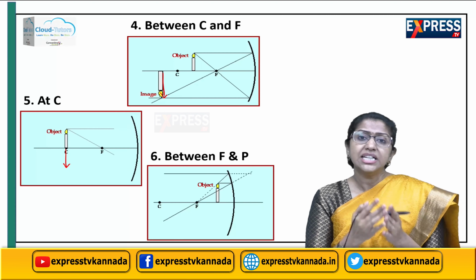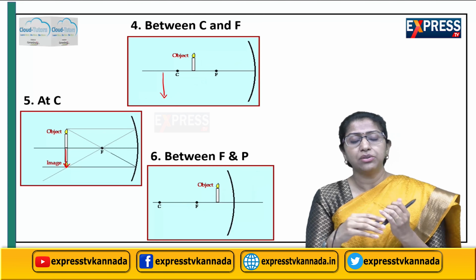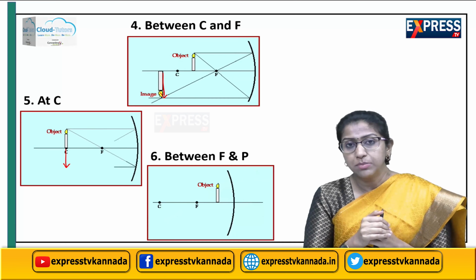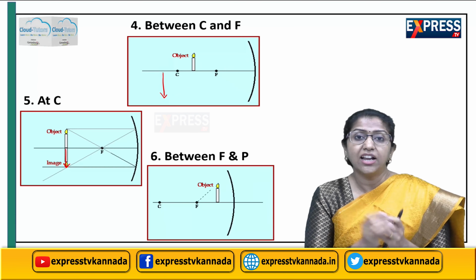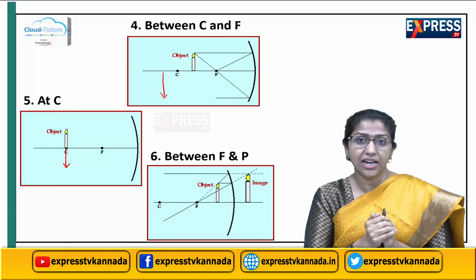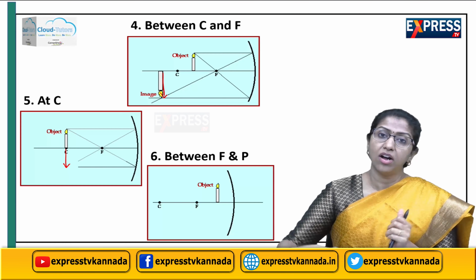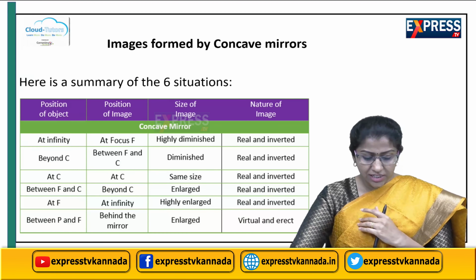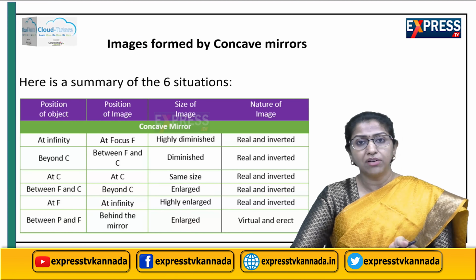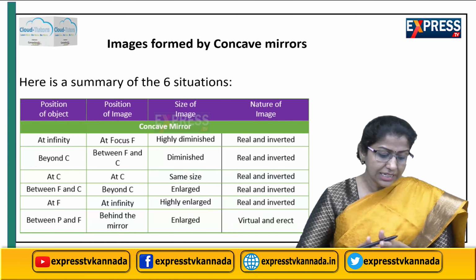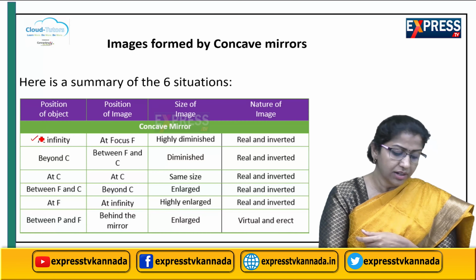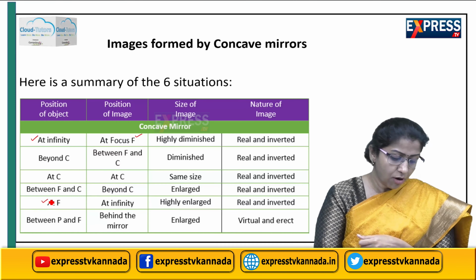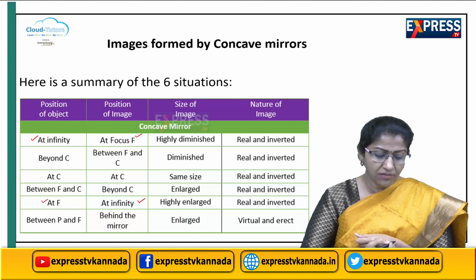Alright, so these are the 6 cases, and you need to practice these ray diagrams as much as possible. I cannot stress enough the significance of the ray diagrams when it comes to spherical surfaces or these mirrors. Okay, so this is just a snapshot, or a summary, of all the 6 cases. As you can see, when we keep the object at infinity, the image is formed at focus. When we keep the object at F, the image is formed at infinity.